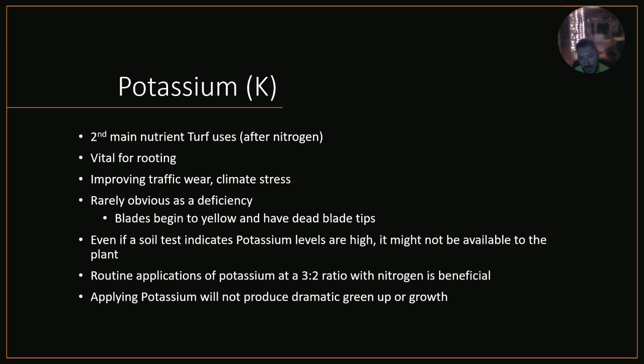Routine applications of potassium at a ratio of 3 to 2 with nitrogen is beneficial, and applying potassium will not produce a dramatic green upper growth effect. So this one is one of those nutrients where you're not really going to see a big change if you do apply it.